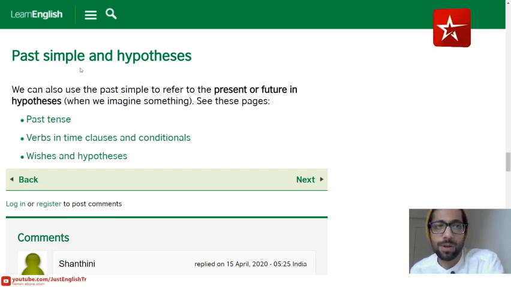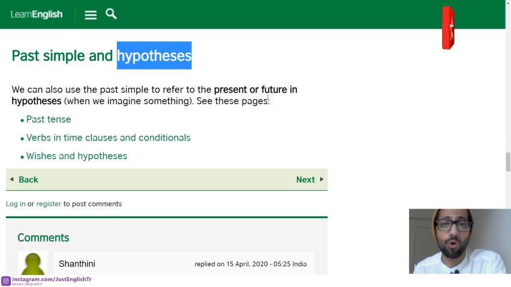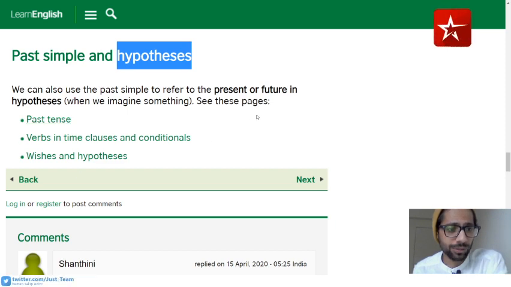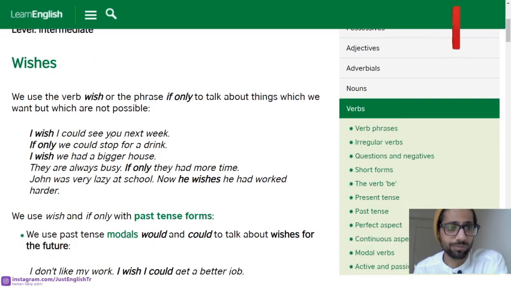Here, past simple and hypothesis, which is the imagining part. We can also use the past simple to refer to present or future in hypothesis. And we can check them here, I assume. Let's see if we can find something here.